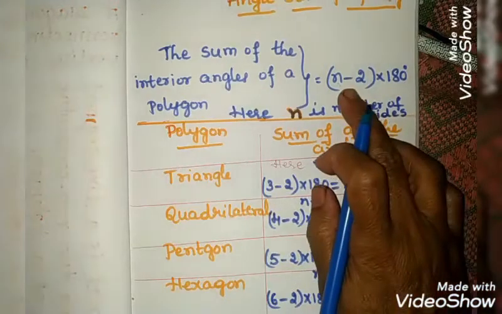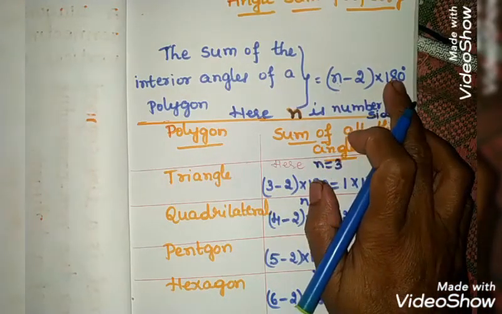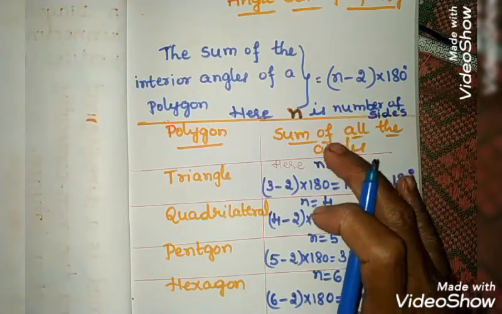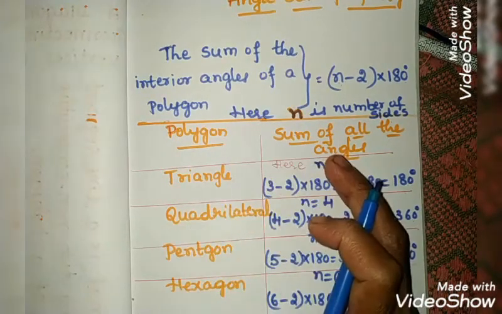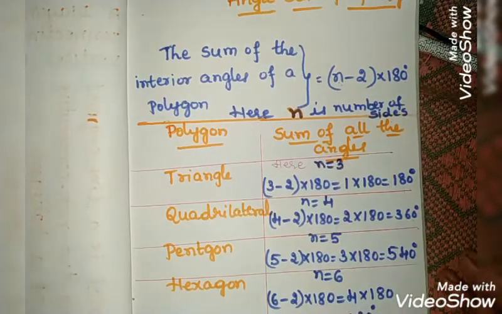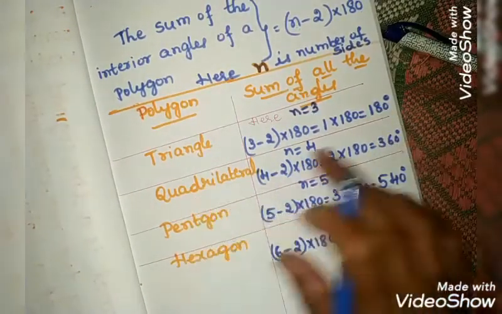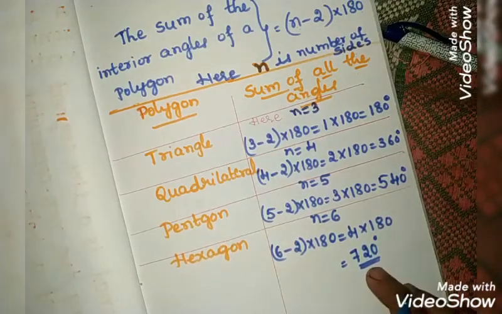So which is the formula to be used? N minus 2 into 180 degree. Using that we can find out the angle sum property of any polygon, or the sum of all the interior angles of any polygon. So for a triangle we got 180 degree, for a quadrilateral 360 degree, for a pentagon 540 degree, for a hexagon 720 degree we got.